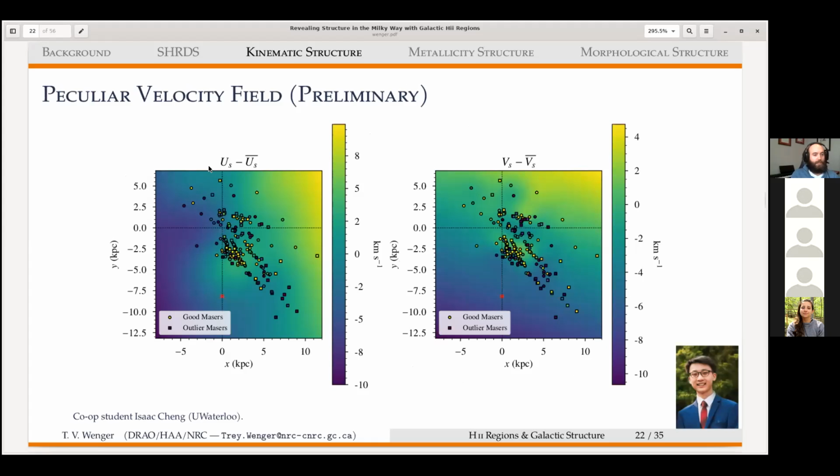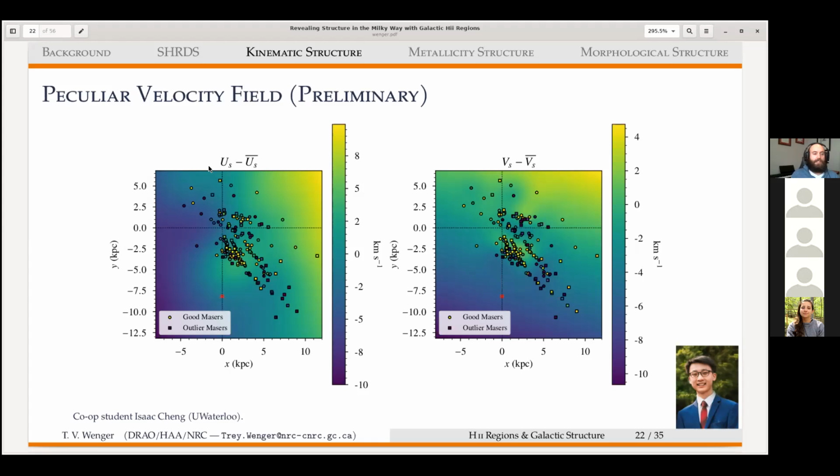That's the U component of the peculiar velocities. The points are all of those maser sources color-coded by their peculiar motions, just from that plot I showed before. But the new and interesting thing here is that the background color is an interpolation between those discrete maser points. This is called kriging interpolation. So now we can map out this velocity field and maybe apply that to our kinematic distance method.